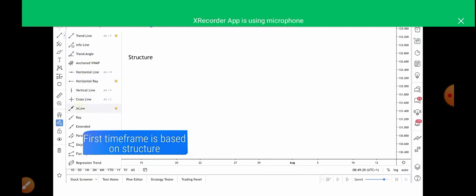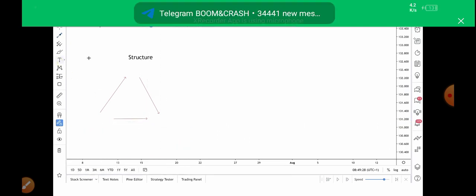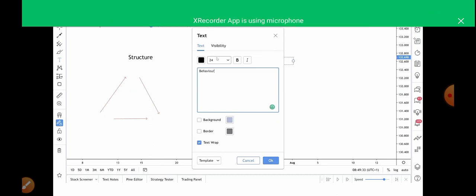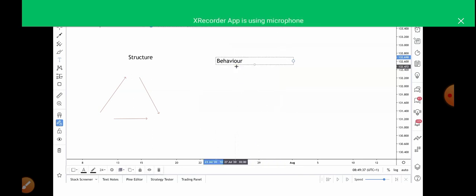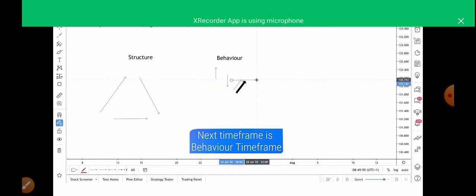So is the market structure pushing to the upside, or is the market structure pushing to the downside, or is the market moving sideways? The next time frame that you're going to use is what we call a behavior time frame. This time frame is going to give you a clear direction of what the market is doing. Is the market creating lots of wick rejections? Is the market breaking structure? Is the market pulling back to create higher lows or lower highs, etc.?